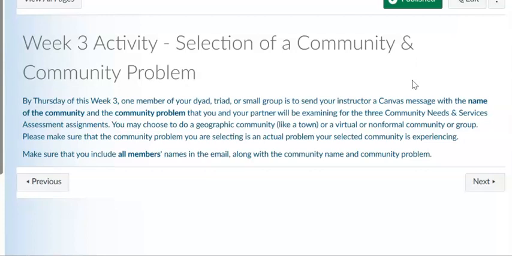You may choose to do a geographic community or a virtual or non-formal community or group. Please make sure that the community problem you are selecting is an actual problem your selected community is experiencing. Make sure that you include all members' names in the email along with the community name and community problem.